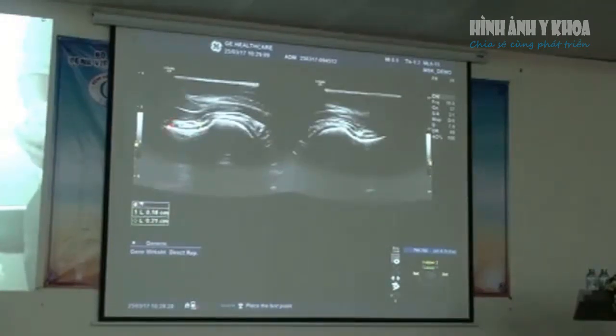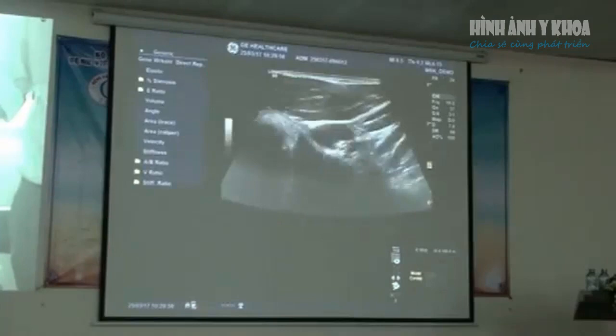And it should be less than 3 millimeters. So you can see here that this one is measuring 0.18 and 0.22. So that's symmetrical.